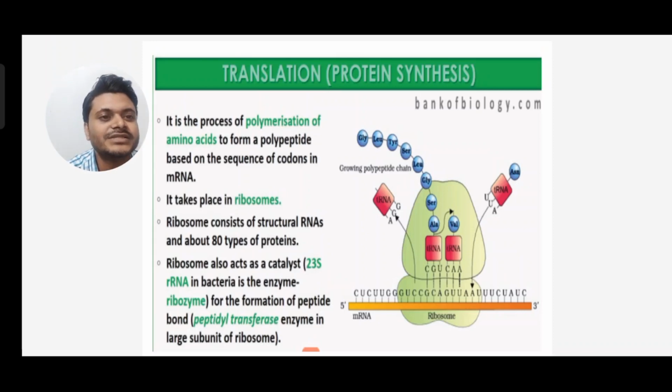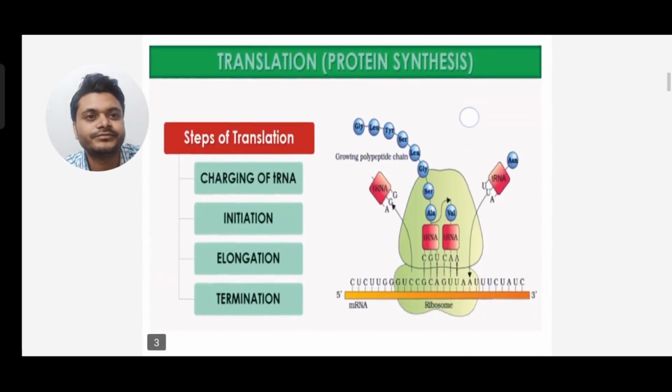You can see here on the right-hand side there is an mRNA, and there is a ribosome that has two subunits, one smaller subunit and one larger subunit. If translation is done in eukaryotes, it is an 80S ribosome, and in prokaryotes it's a 70S ribosome. You can see the tRNAs, the mRNA, the ribosome and the amino acids. We'll see this one by one.